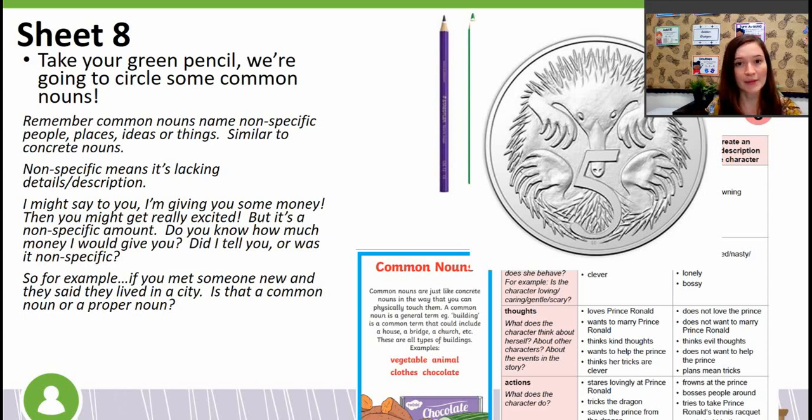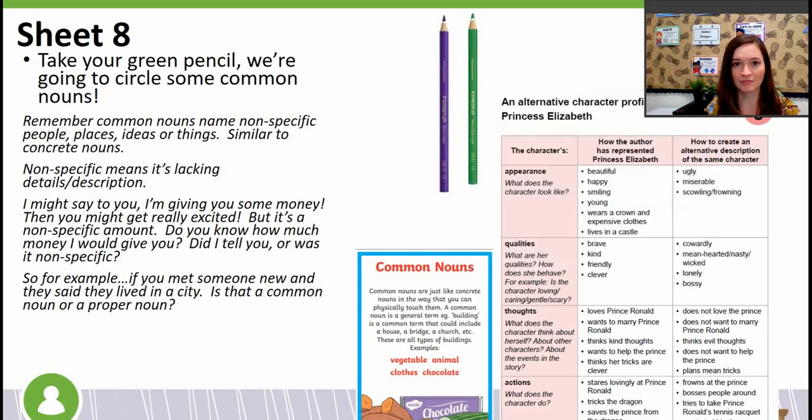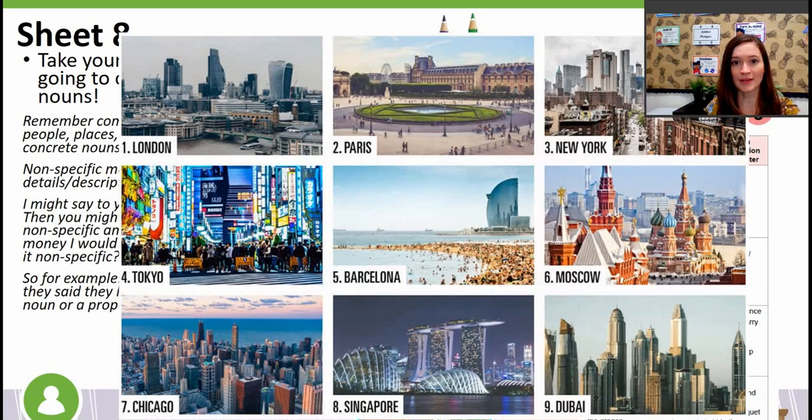So, for example, if you met someone new and they said they lived in a city. City, is that a common noun or a proper noun? Do you know which city they live in? It could be any of these cities. So, city is a common noun, whereas if they told you that they lived in London, then that's a proper noun. It's a specific place. You know exactly where they live.